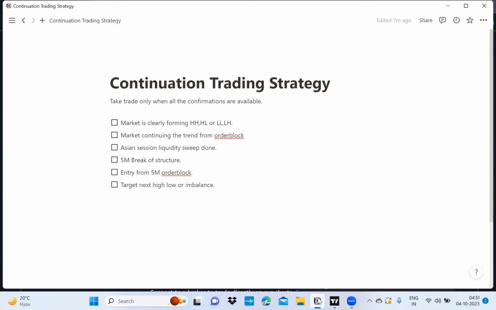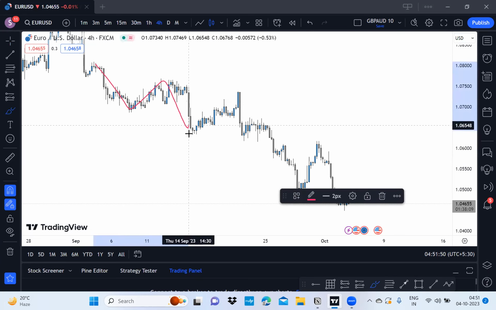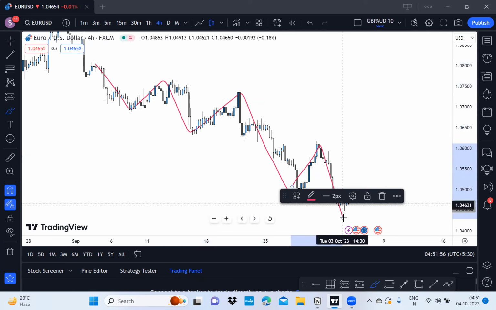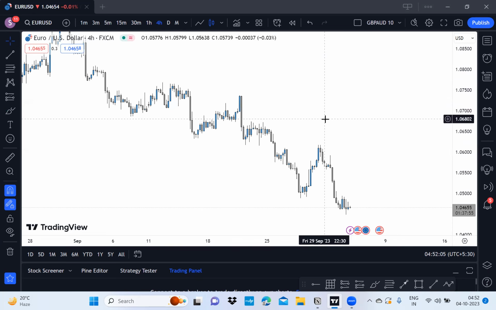So what is the first step here? The first step is the market is clearly forming higher high, higher low, or lower low, lower high in a bigger time frame. Okay, in a bigger time frame, like 1 hour, 4 hour. So right now if you see, we are on EUR/USD on the 4 hour time frame chart, and what the market is doing, we can see the market is clearly forming lower low, lower high, lower low, lower high, lower low, right? And then it was a lower high and again a lower low. So it is a clear downward structure, clear downtrend. The market is forming lower lows, lower highs, so we know it is a downtrend.